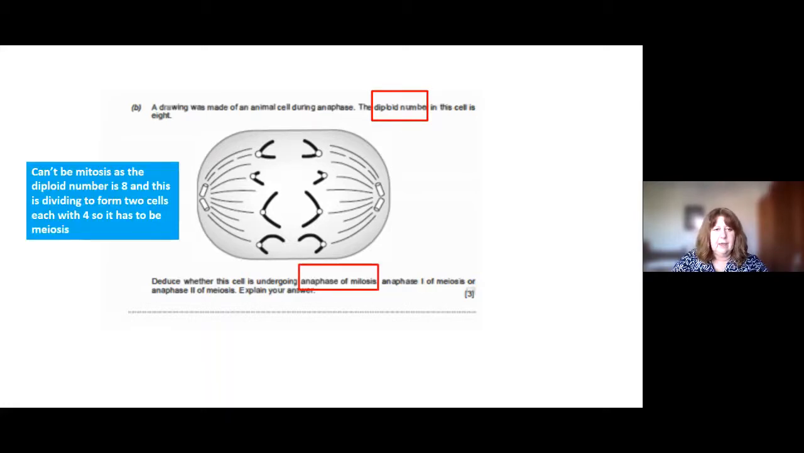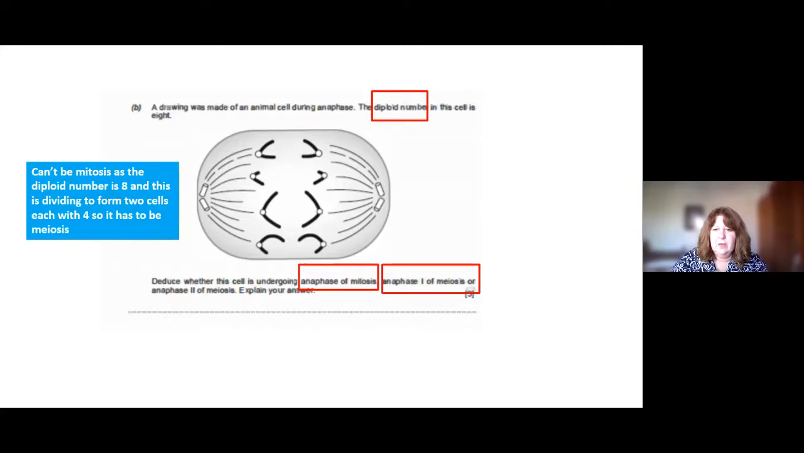Okay, so let's have a little think about that. Now, the reason that this can't be mitosis is because it tells us that vital bit of information at the top there. The diploid number is 8, okay? And you can see what's heading to the poles here are 2 lots of 4 chromosomes, as they'll be properly known when they get to the poles. So this can't be mitosis, it has to be meiosis. So now we need to decide, is it anaphase 1 or anaphase 2? I'll just give you a little pause and then I'll reveal my answer.